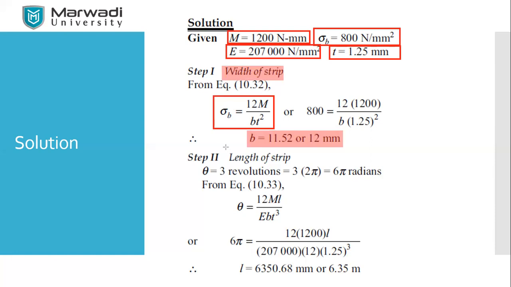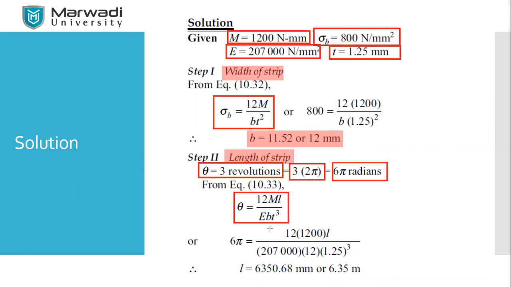Next, we have the length of strip. Where it is given in the data that theta is equal to 3 revolutions. One revolution completely in terms of radian is equal to 2 pi. So 3 into 2 pi is equal to 6 pi radians total. So you can utilize this in the equation of theta. Theta is equal to 12 M L over E b t cube.